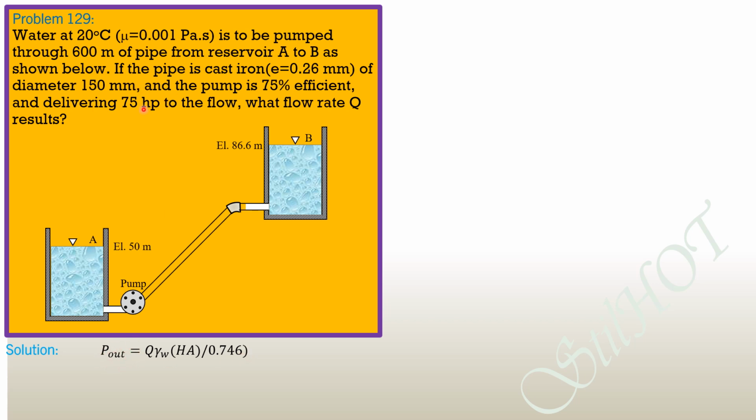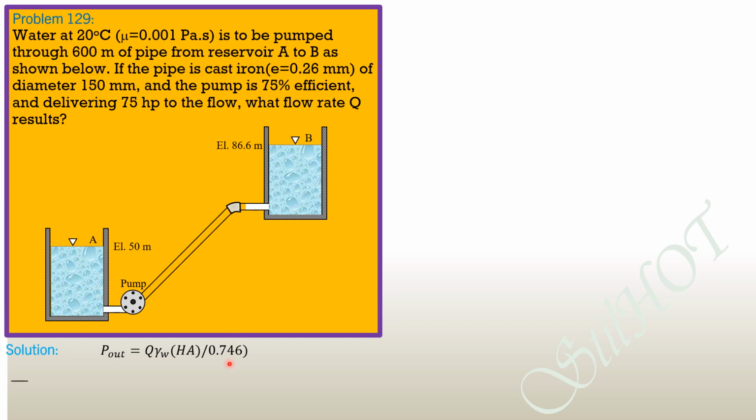power in horsepower. So again, this is already the output power because this is delivered to the flow, and therefore we don't need to compute the input power. It's 75 horsepower, that's the output power already.